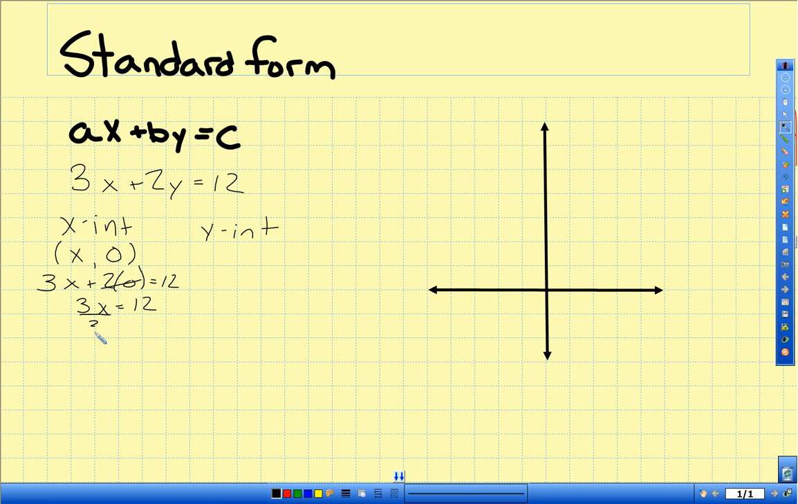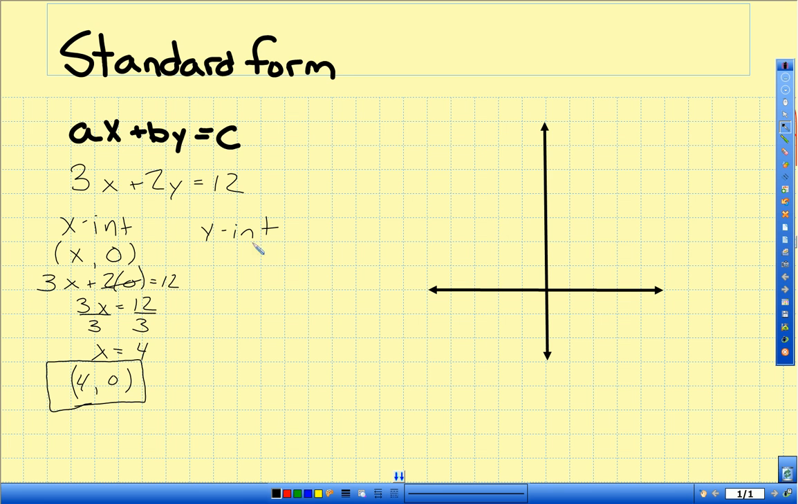Remembering how to manipulate, we'll divide both sides by 3. x is equal to 4. So, take this point and plug it back in. We now know that x is 4, y is still 0. There's our x-intercept. First point is done and ready to go. We'll put that on the graph in just a minute.